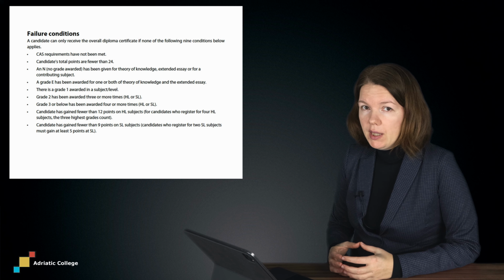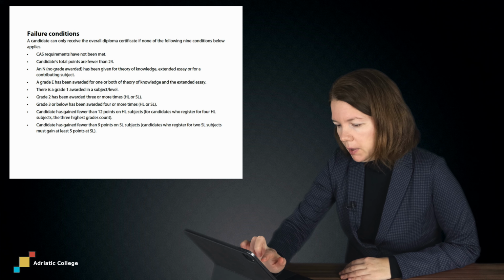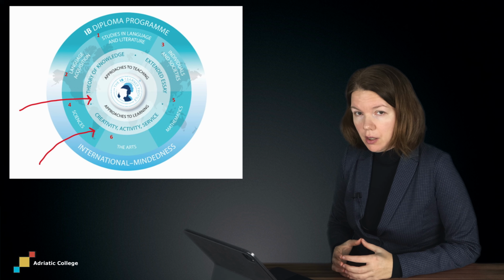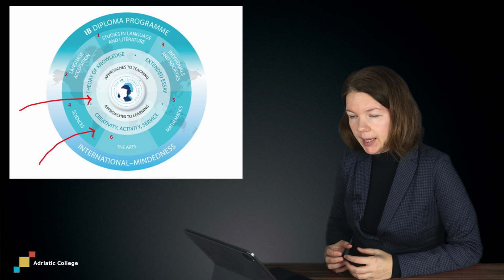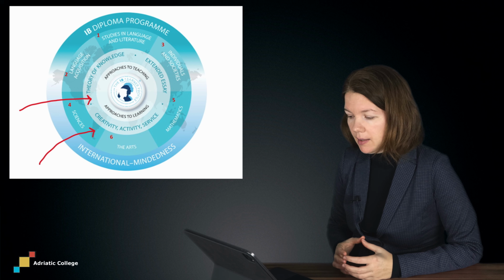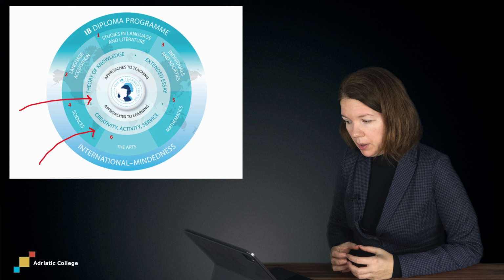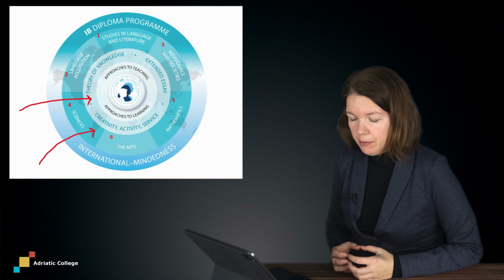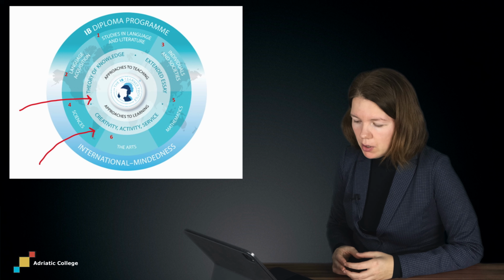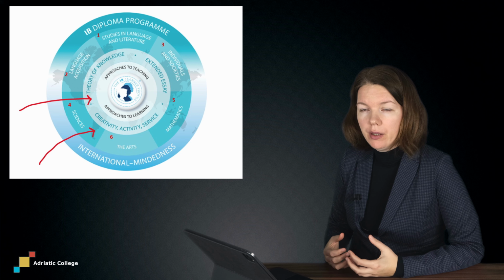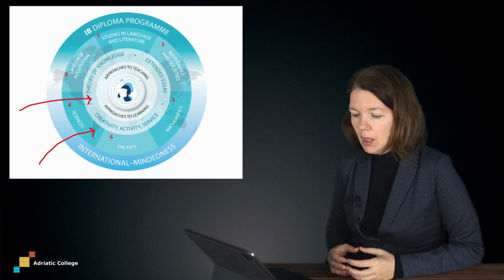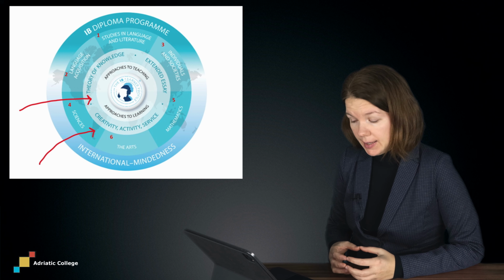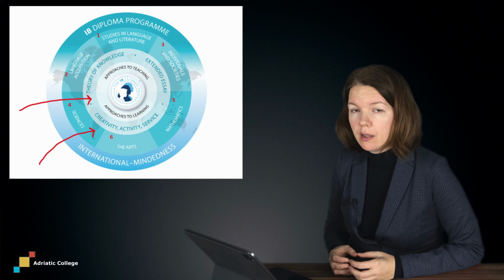Let's talk about how the DP is organized. The IB uses this circular representation of the program. Let me direct your attention to two circles indicated with the red arrows here at this slide, the second and the third one from the periphery. The more outer circle contains so-called subject groups. Subjects are united into groups, and these groups are numbered and have their names. Let me present the same information, the same circle actually, in a bit more convenient form.